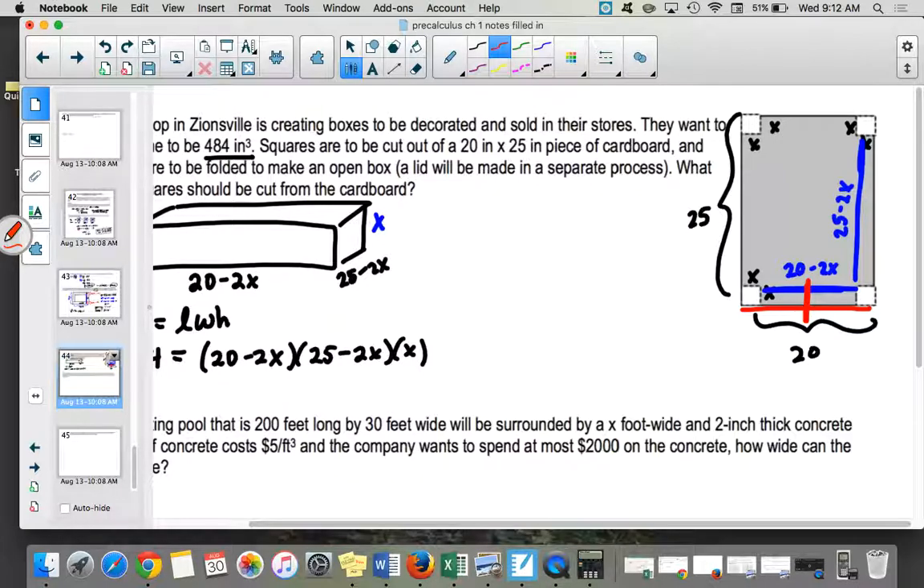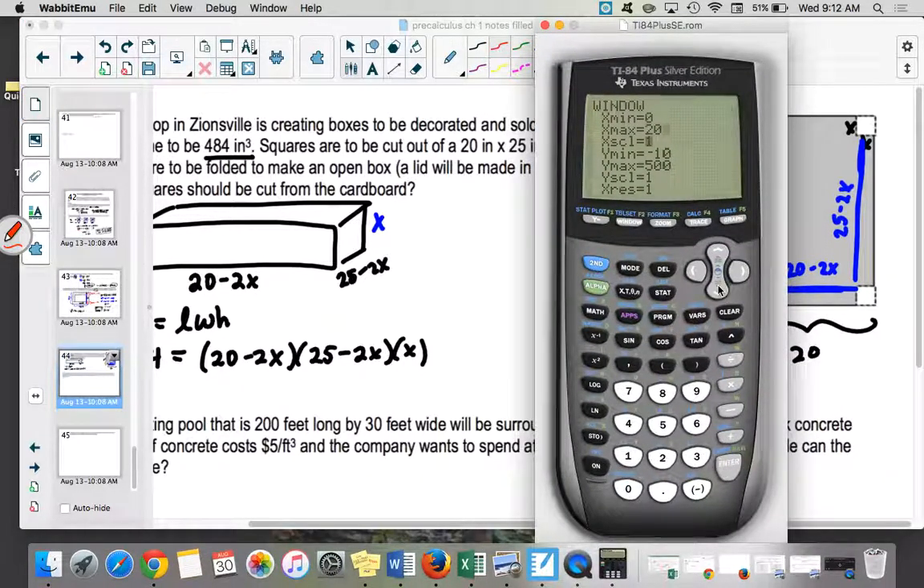10, right? So really with our x values, we could go up to 10, and that would be fine. So we don't even have to do 20. When we hit graph, we see that y equals 484 up there. Then we see this. So we want to know its intersection point, and we have 2 different locations.